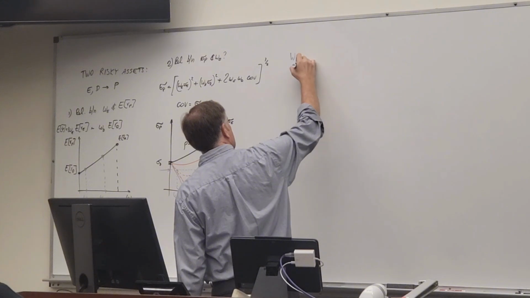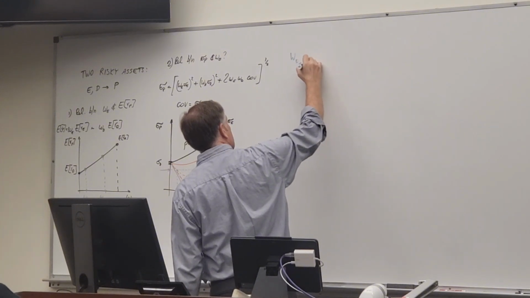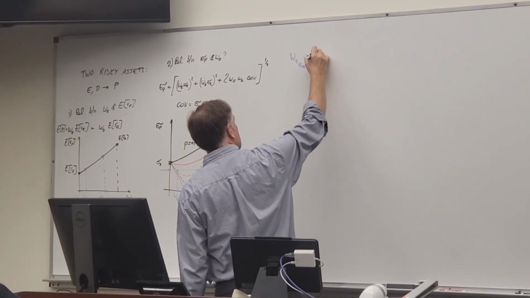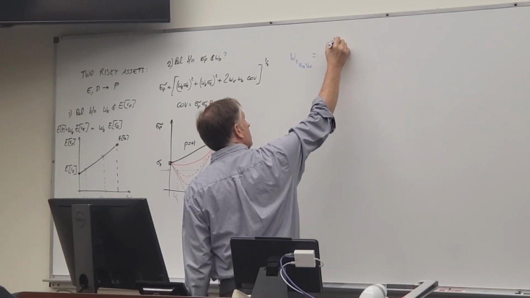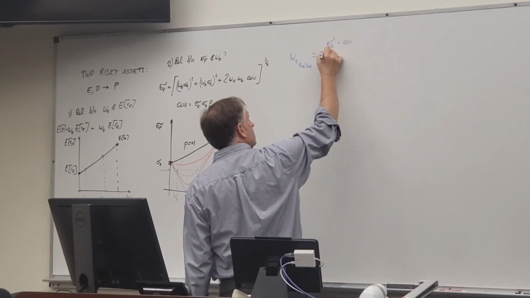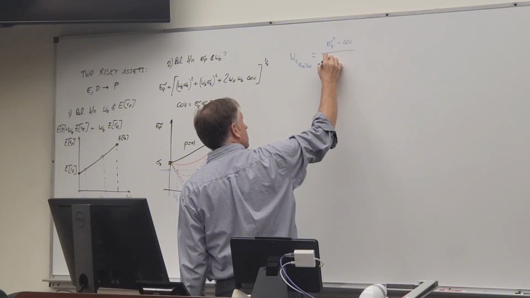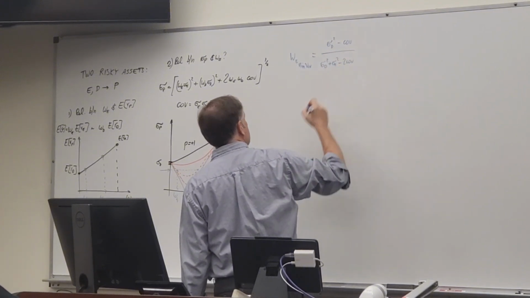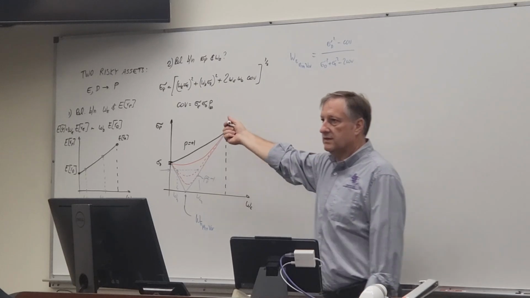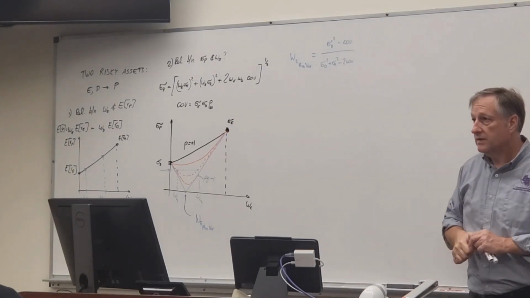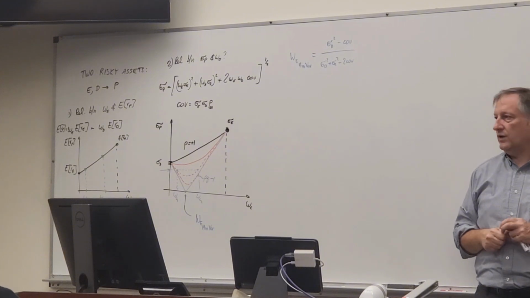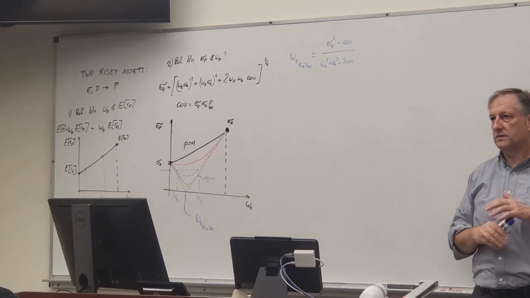Weight of equity that produces the minimum variance is equal to sigma d squared minus covariance, over sigma d squared plus sigma e squared minus twice the covariance. Where covariance is defined like that. Is that right? Check with your notes, because I don't remember this thing. How do we derive it?